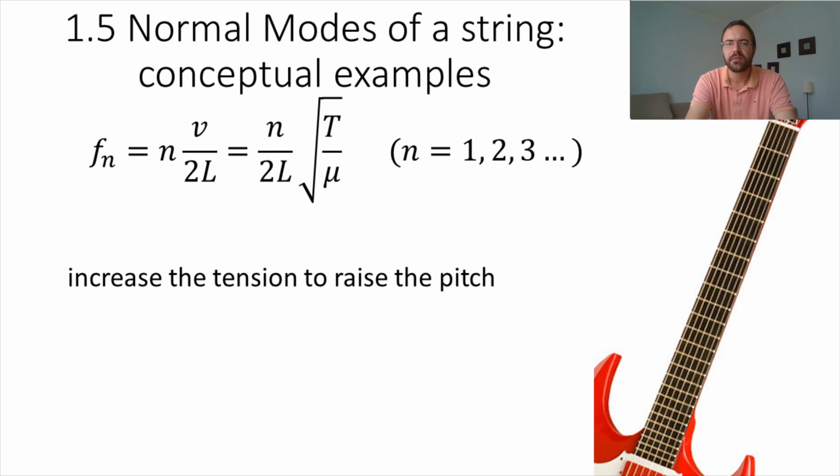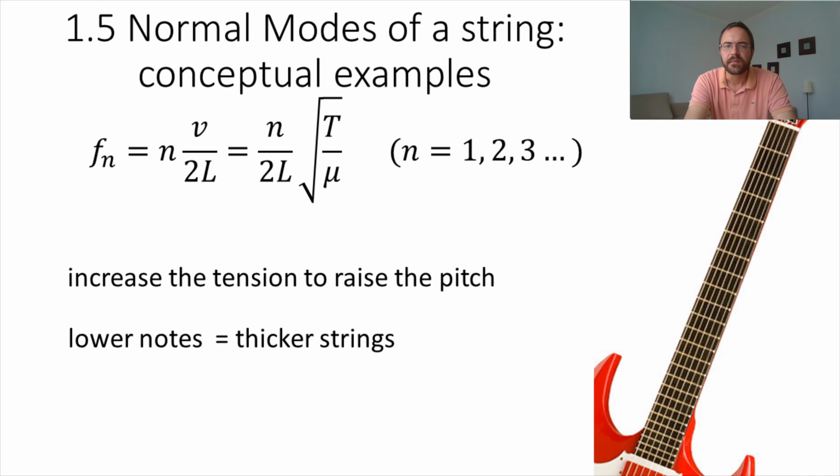You can also replace the wave speed v in the formula by the square root of T over mu, where T is the tension of the string and mu is the mass per unit length of the string. And so this explains why you need to increase the tension to raise the pitch on string instruments. You can also change the frequency by changing the mass per unit length. And this explains why on a steel guitar, for example, the lower notes, lower frequencies, will have thicker strings compared to the higher notes.